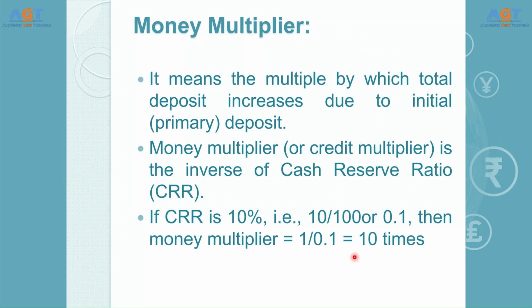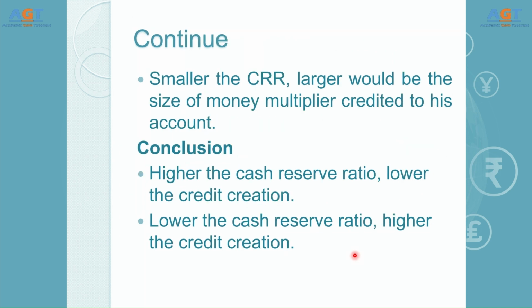Continuing with the money multiplier conclusion. Here, the relationship between CRR and money multiplier is summarized. The smaller the CRR, the larger the money multiplier, and hence higher credit creation. Conversely, the higher the CRR, the lower the credit creation. So, CRR plays a crucial role in controlling money supply in the economy.